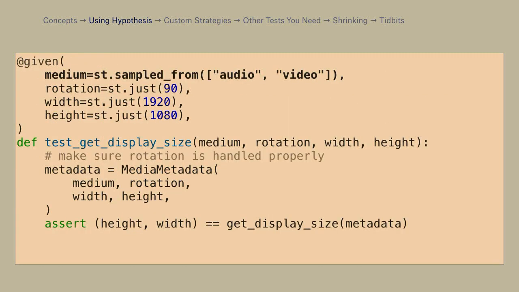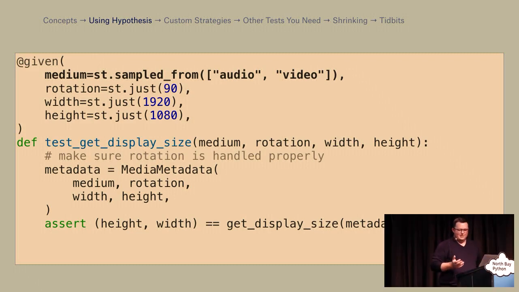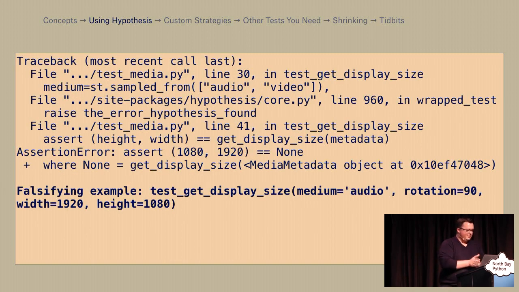However, we don't want our test to fail, so we can't just pass it any old text. Instead, we're going to use a strategy called sampled_from, which will pass it either audio or video, depending on which one Hypothesis randomly chooses as it runs the test. So I think now that this test should probably pass, but it doesn't.